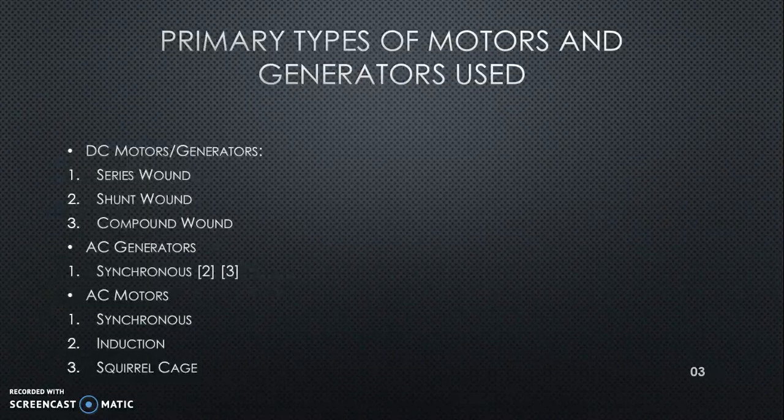So the primary types of motors and generators used can be classified between the type of currents. So you have DC machines and you have AC machines. DC machines are primarily dual functioning. So what can be used as a motor can also be used as a generator. And what basically differentiates between them is the type of winding. So you have the series wound, the shunt wound, and the compound wound, to name a few. And then for the AC generator, you have the synchronous generator that's being used in the aircraft. And then for the AC motors, you have synchronous, induction, and the squirrel cage.